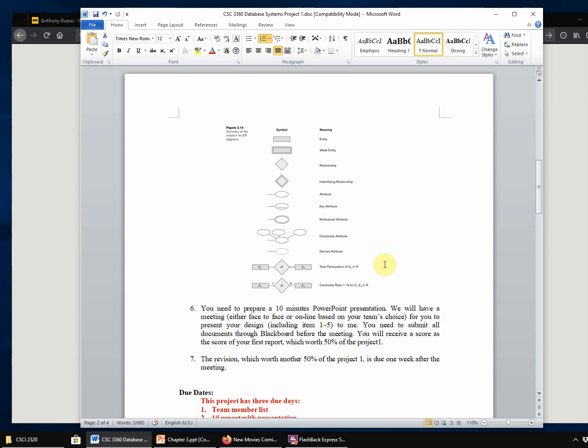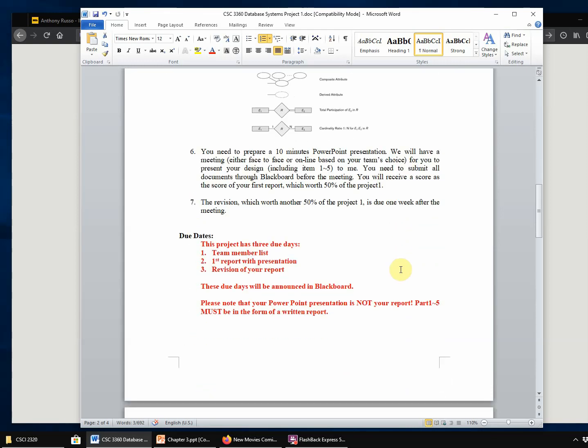You will receive a score as the score for your first report, which is 50% of the project 1. I will give you the feedbacks after our meeting. Let you know I like it, I don't like it, why I think this can be further improved. Based on my revision, you will have about 1 week to submit your revision report, and I will give you another score, which is another 50% of your project 1.